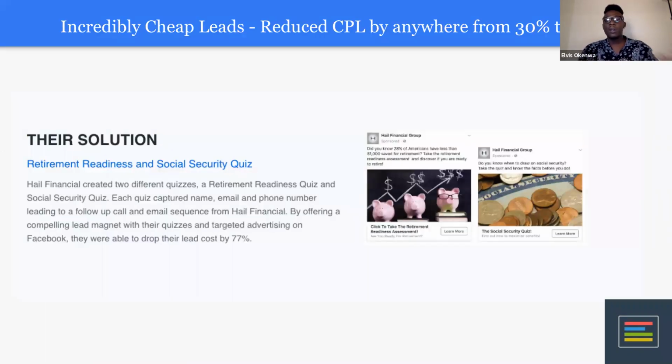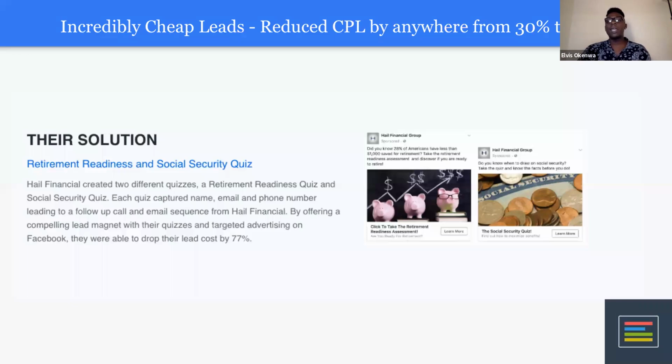Now, oftentimes, you can reduce the cost per lead from 30% to 90%, meaning if you're paying $2.50 to get an email subscriber on your email list, you can take that to 50 cents on the back of a quiz funnel. All right, now I have an example. We have Aaron Hill from Hill Financial, one of our case studies here at LeadQuizzes, who was able to reduce their cost per lead by 77% off the back of a quiz funnel. So they were initially paying about $10 per email subscriber, and they were able to take this down to $2.32 using quizzes. So incredibly cheap leads.